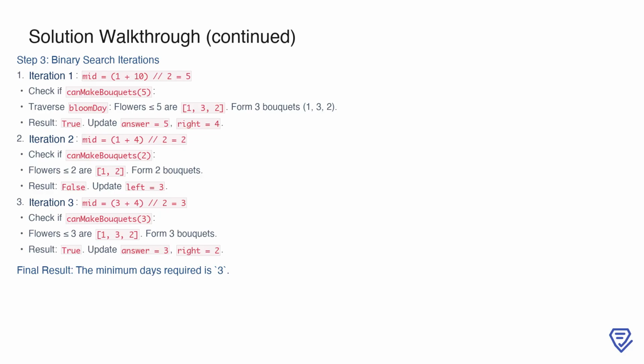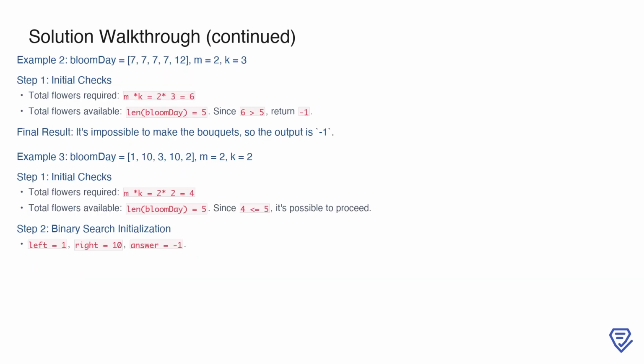In the second iteration, the new midpoint is (1 + 4) / 2 equals 2. Checking for 2 days, only flowers 1, 2 are available, which allows the formation of just 2 bouquets. This is insufficient, so we increase the range by setting left to 3. In the third iteration, the midpoint is (3 + 4) / 2 equals 3. Flowers 1, 3, 2 can once again form 3 bouquets, meeting the requirement. The answer is updated to 3, and right is set to 2. At this point, the search ends, and the minimum number of days required is determined to be 3.